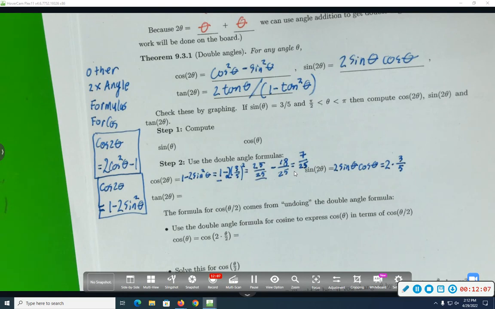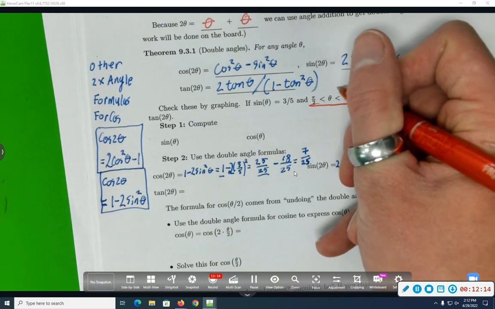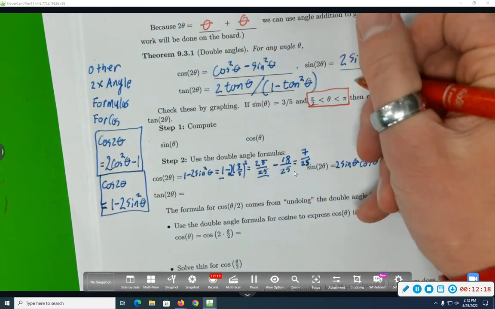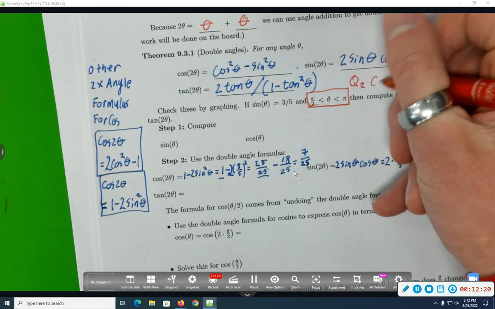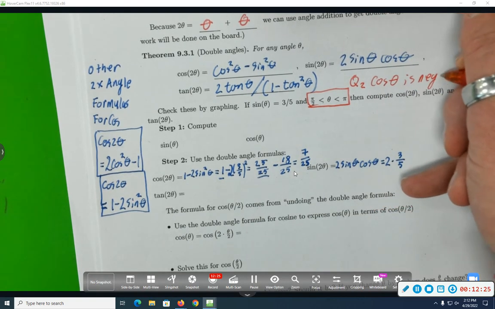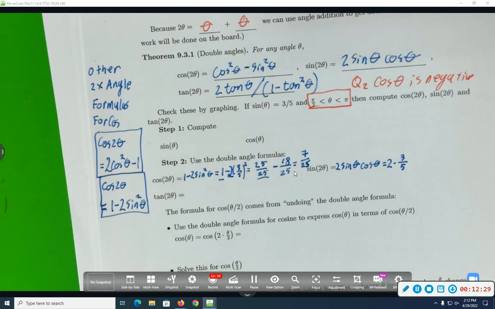You're almost right. Oh, we already got the quadrant. What quadrant is this angle in? Quadrant 2. So will cosine be positive or negative? Negative. So I think it's going to work out to be negative 4 fifths.